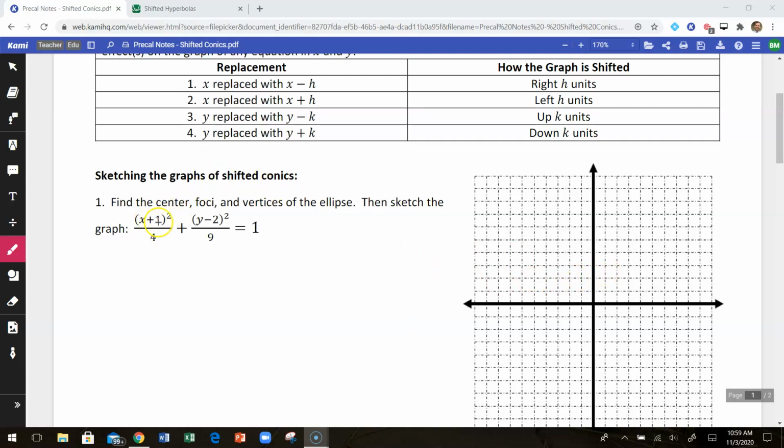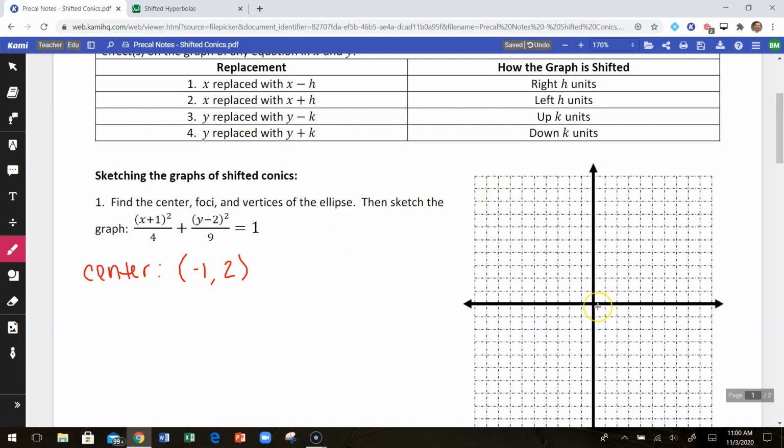The plus 1 with the x is simply moving it to the left 1 unit. The minus 2 with the y is moving it up 2 units. So kind of do the opposite of what you see with x and y, and that's going to be the new location of the center of your ellipse or the hyperbola or whatever it is you're graphing. So because of my transformation of plus 1 and minus 2 here, the center of this ellipse is going to be at -1, 2. Just do the opposite of those values to get that center point.